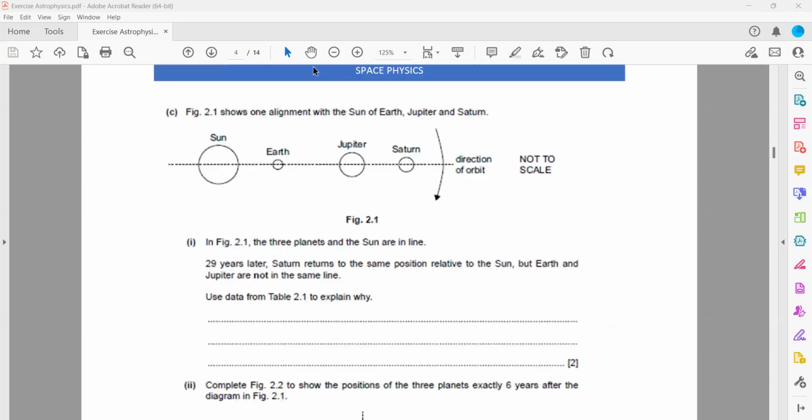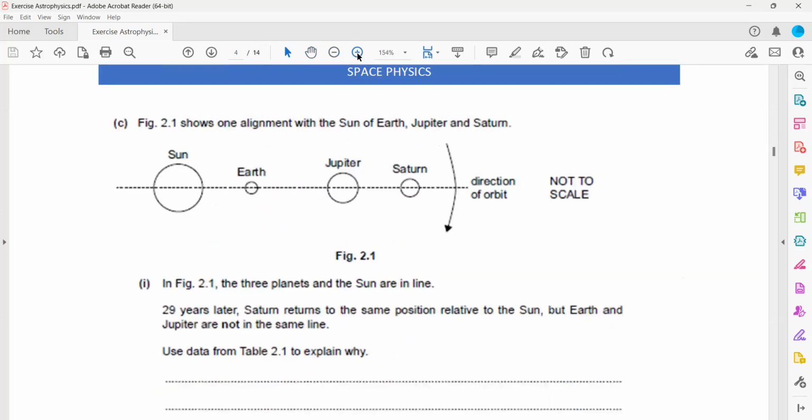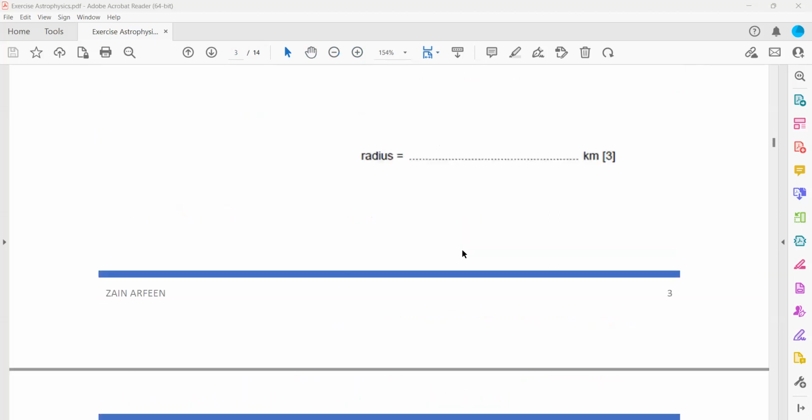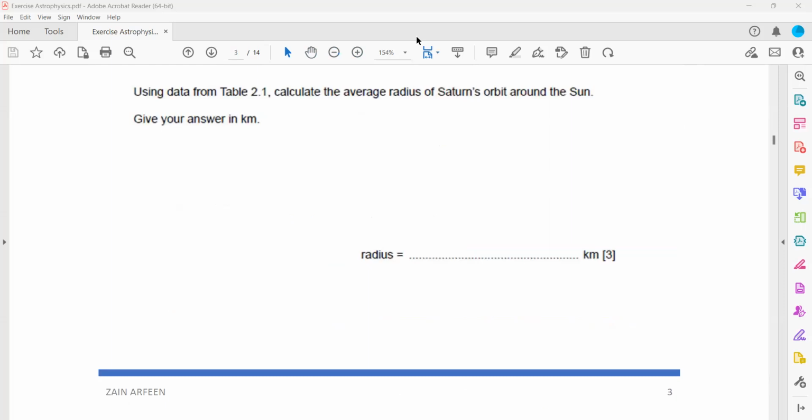Okay, the next question, figure 2.1 shows the alignment of Sun, Earth. If we write the answer in full form, when you're writing, because being a science student, when the answers are too big or too small, you should use scientific notation. Scientific notation means representing in powers of 10.